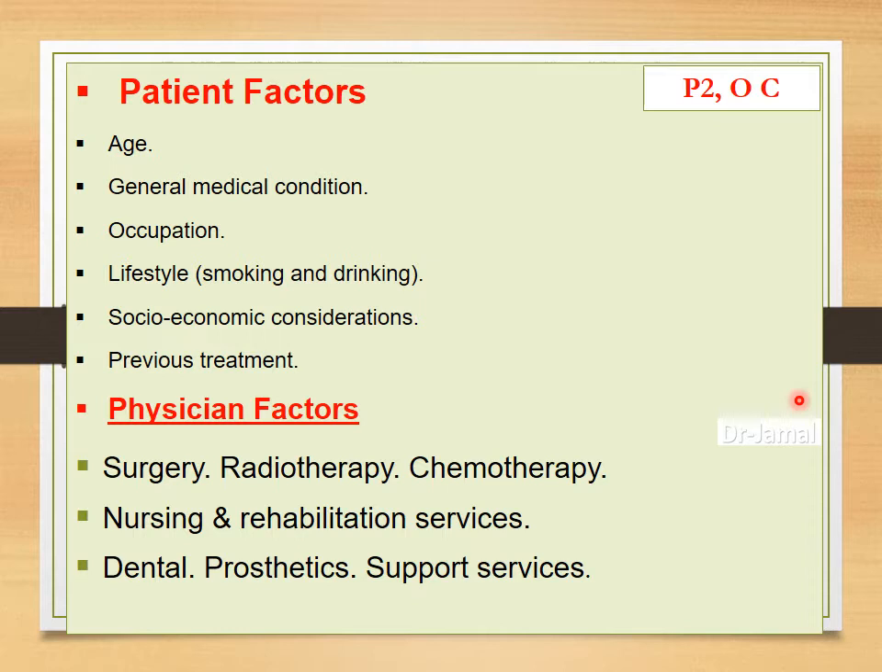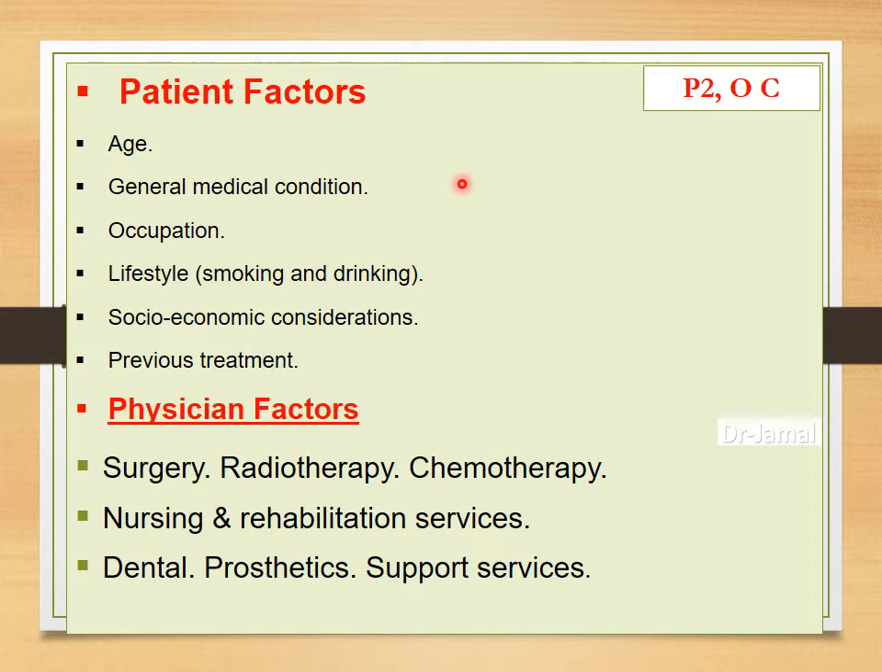In this lecture, we are starting with the other factor called patient factors: the age of the patient, the general condition of the patient, whether he can withstand the operation or is at an advanced elderly stage, occupation, lifestyle, if he is smoking or drinking. All these factors affect the choice of treatment, as do socio-economic considerations and previous treatment, if there is a recurrence or not.